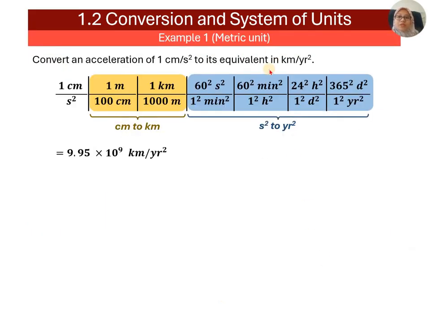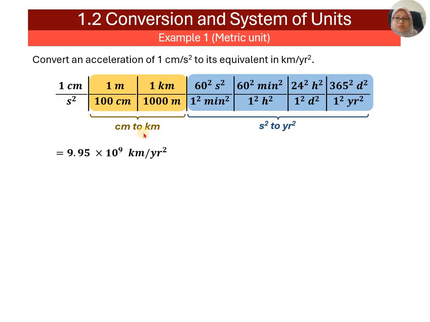Now let's do the first example. You can pause this video and try to do it on your own if you want to try. So the question asks you to convert an acceleration of 1 centimeter per second square to kilometer per year square. If you see here, actually we have to do conversion of two different units, which are centimeter and second. Centimeter you have to change to kilometer, and second square you have to change to year square.